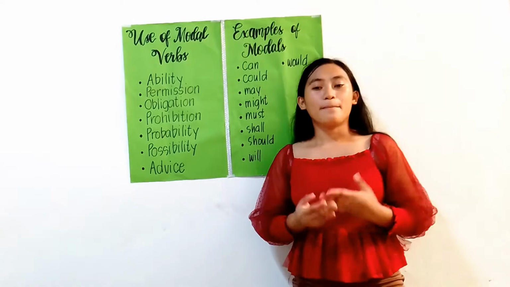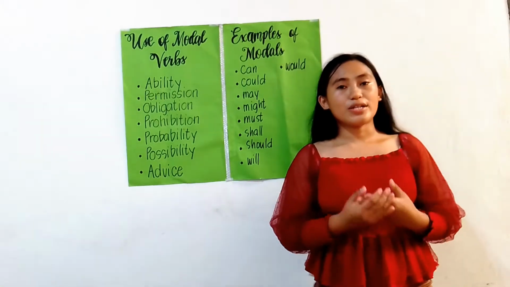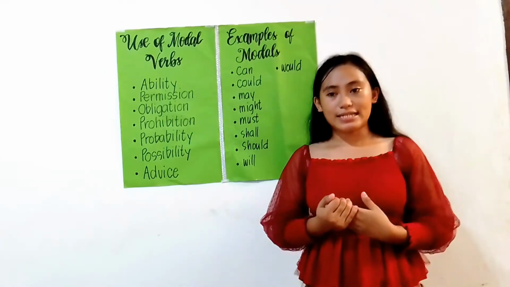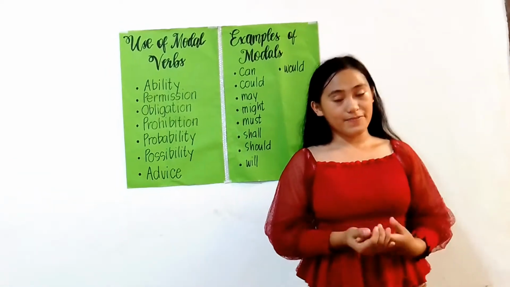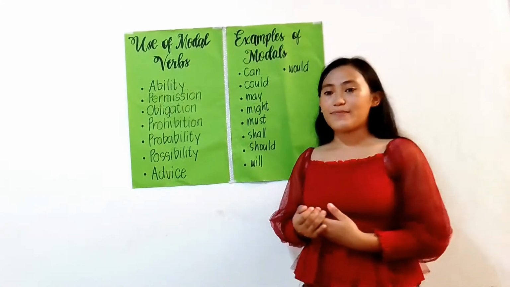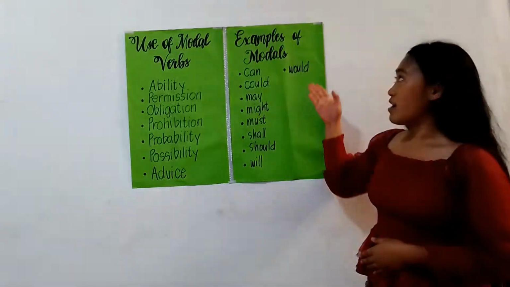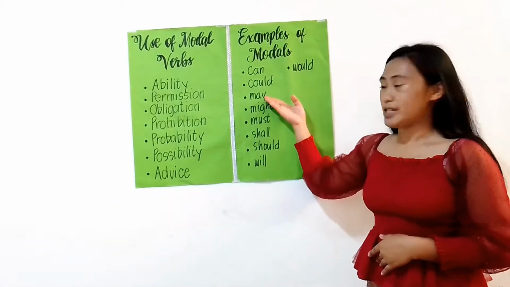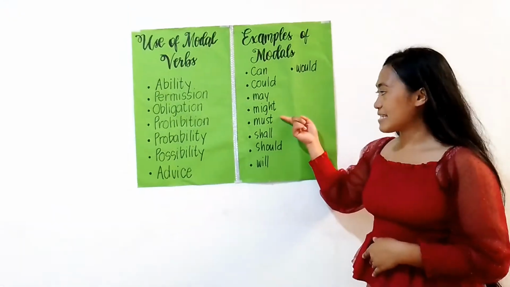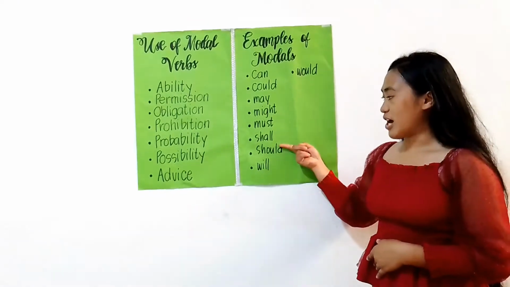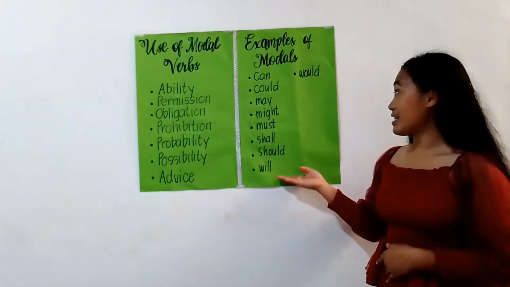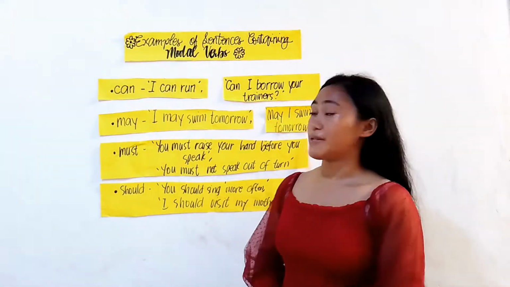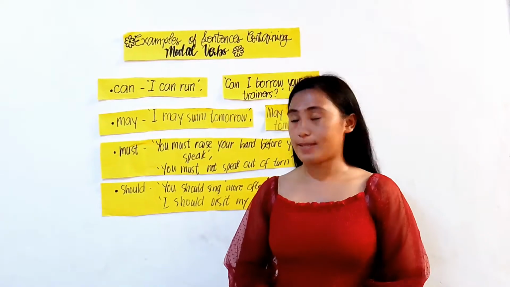Thankfully, modal verbs are easier to understand with examples because there is actually a quite short list of these uniquely behaving verbs. Below is the list of modal verbs, and here they are. The first is can, could, may, might, must, shall, should, will, and lastly we have would. We have here the examples of sentences containing modal verbs.